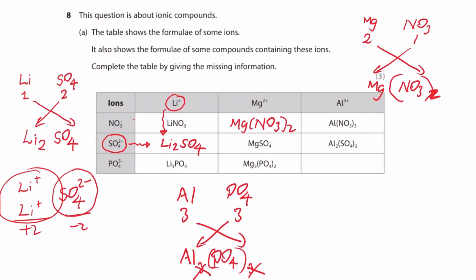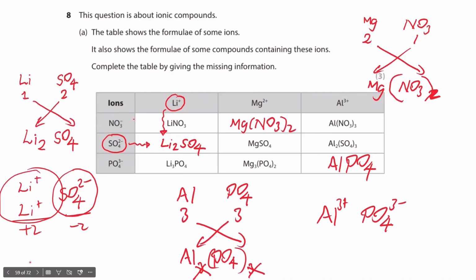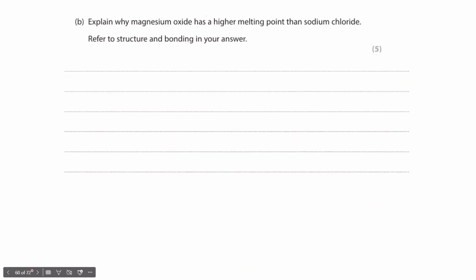When you have the same number, Al3 PO4 3, you can take the simplest ratio. 3 aluminium, 3 phosphate is the same as 1 aluminium and 1 phosphate. 3:3 is the same as 1:1. So when you get the same number in both cases, you can put the simplest ratio. This is simply AlPO4. Because PO4 is 3 minus, to neutralize it, 1 Al3 plus is enough. Al3 plus can neutralize PO4 3 minus. That's the idea here. Right, we just fill the table.